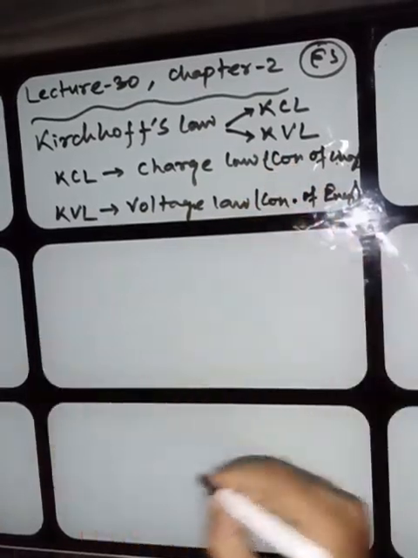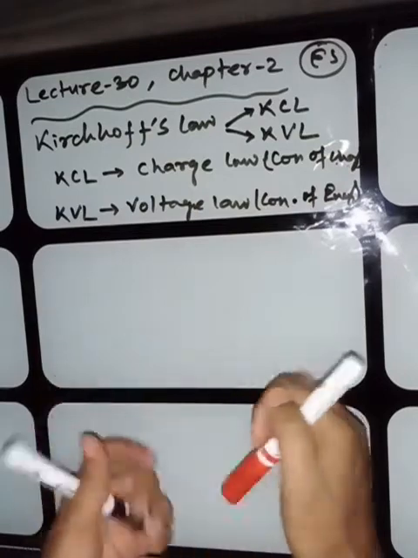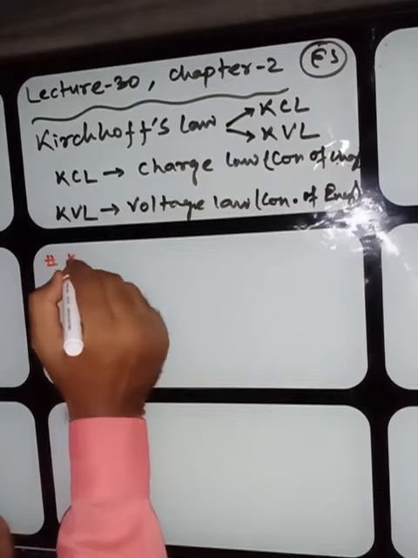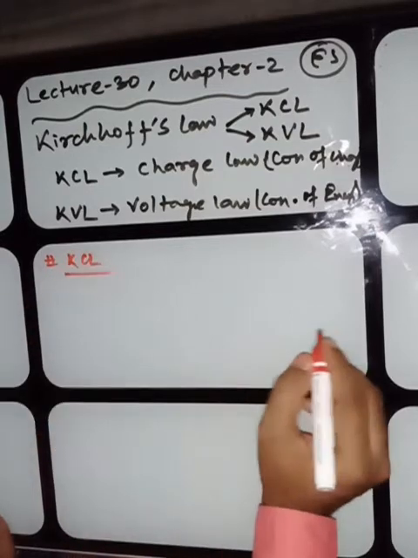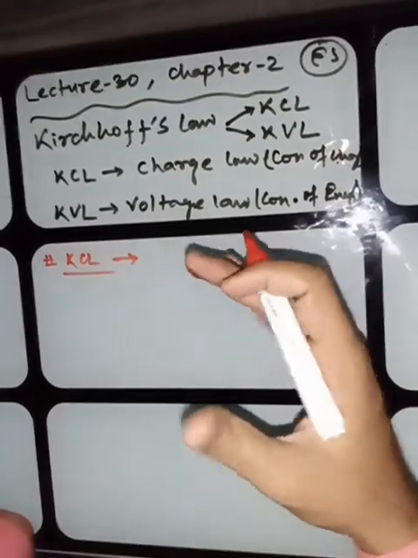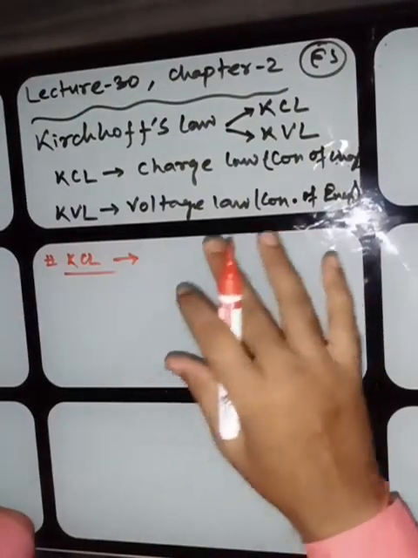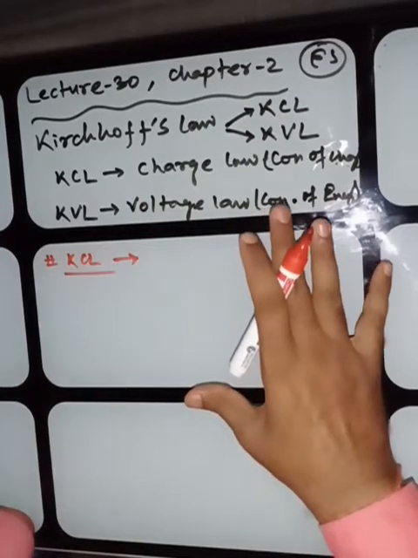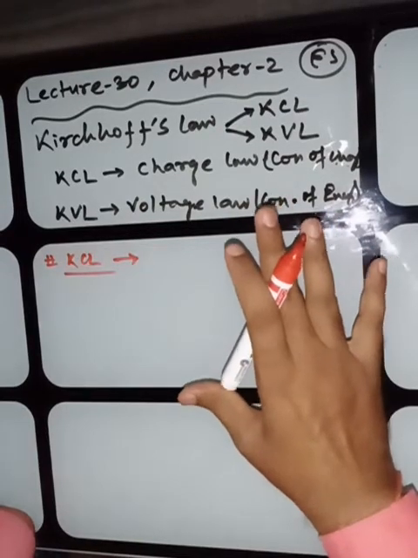Remember, so the first one, Kirchhoff's charge law. Actually, student, charge law gives you the concept, the net charge at any junction. Remember, net charge at any junction must be zero. Net charge at any junction must be zero.